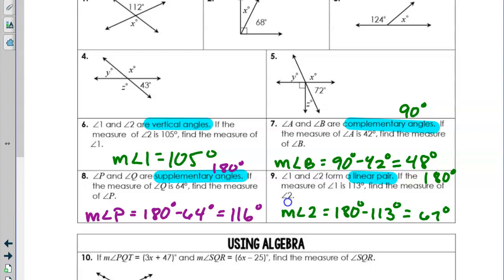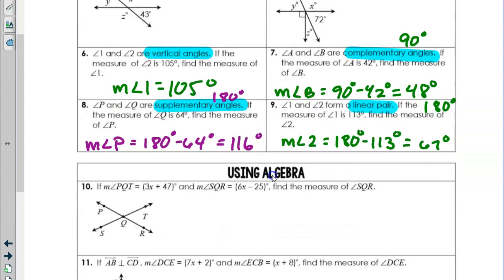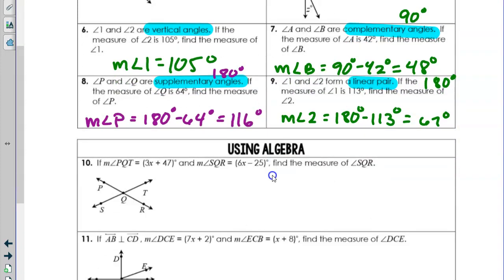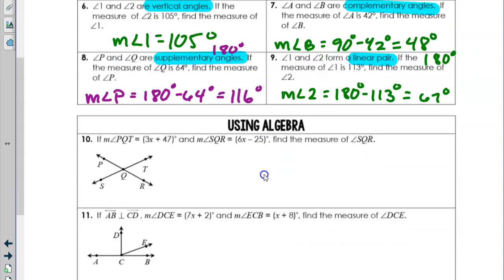Up to here, we have not been using algebra. We're just using our facts. After this, where it says using algebra, we're going to be setting up algebraic equations. We're using those facts. Everybody ready? Okay. You get it? All right, so now there are equations.